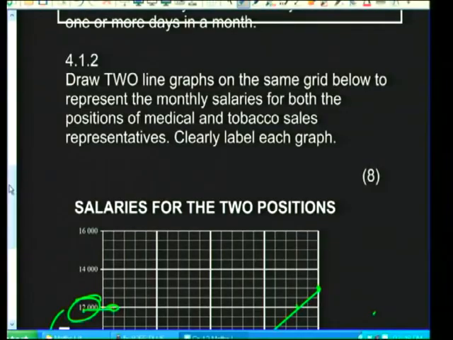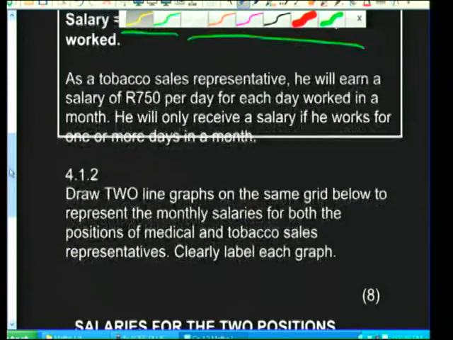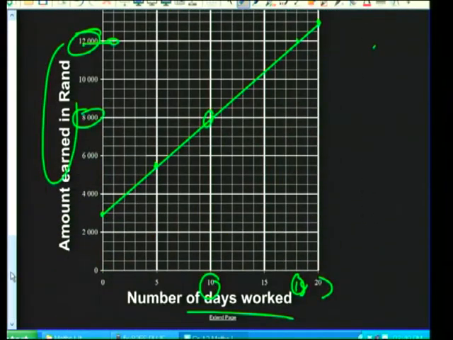Our next graph, and I'm going to change color here. Let's look at using yellow for now, okay? So yellow, we are now going to draw a graph with 750 Rand a day. So what happens if this guy doesn't work at all? Let's say he wakes up and he says, this month I'm not going into work. How much is he going to earn? Well, no days means no pay, pal.